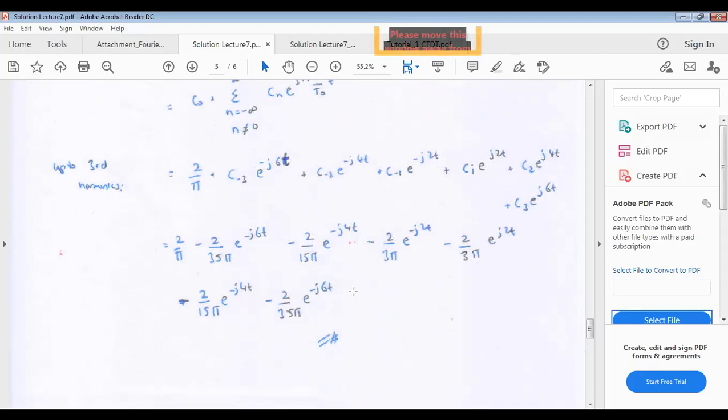So the purpose of this example is basically we want you to understand how to extract the Fourier coefficient values from the table.